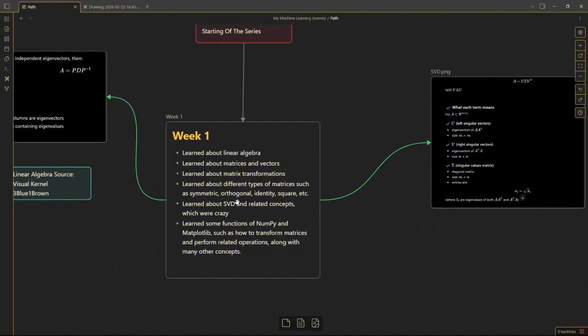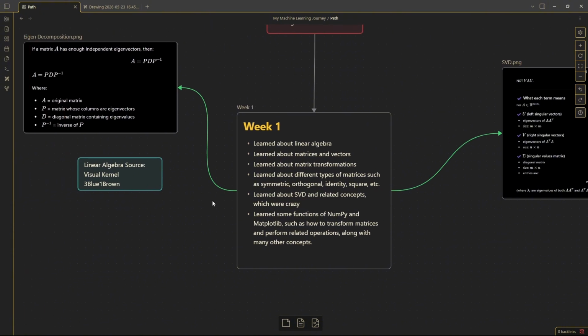And after that I also learned about symmetric and orthogonal and identity matrices. These are the types of matrix, like what is a symmetric matrix, what is an orthogonal or identity matrix, square matrix, etc. But among them I found symmetric and orthogonal matrices very important in terms of machine learning, because it actually covers the part of decomposition and also SVD. Like you need to have a solid knowledge about the symmetric and orthogonal matrices. So that's all I learned.